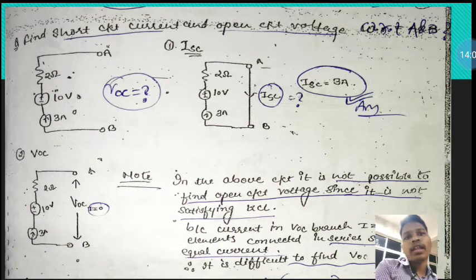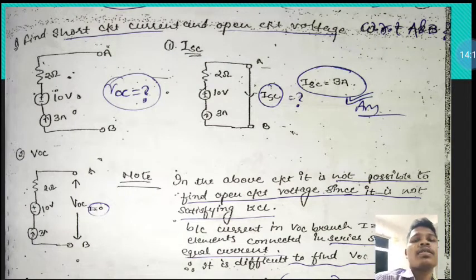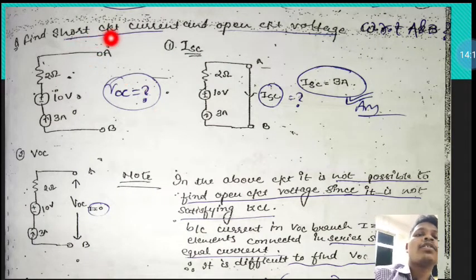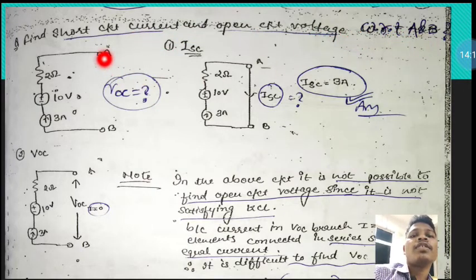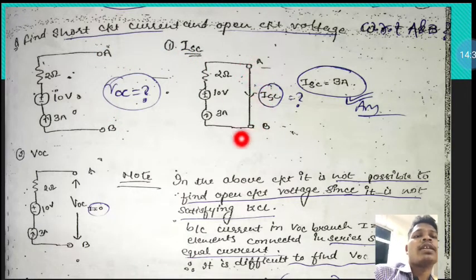Now see another question like the previous question. Find short circuit current and open circuit voltage with respect to A and B. This is point A and this is point B. Here there is a 3 ampere current source with a 2 ohm resistance and a 10 volt voltage source. First we are going to calculate the short circuit current. For short circuit current, we short circuit points A and B. After short circuiting, this 3 ampere current will flow in this circuit. So short circuit current is 3 ampere.